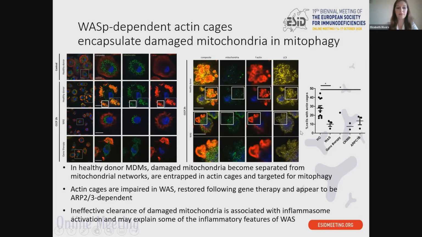And this is interesting because work by others has shown that ineffective clearance of damaged mitochondria is also associated with inflammasome activation. And we wonder if this may go some way to explain some of the other inflammatory features of Wiskott.